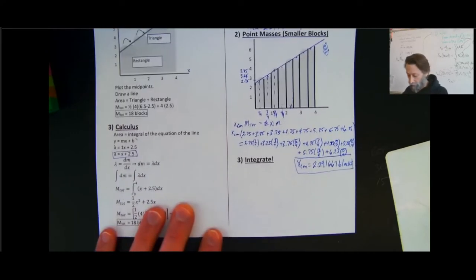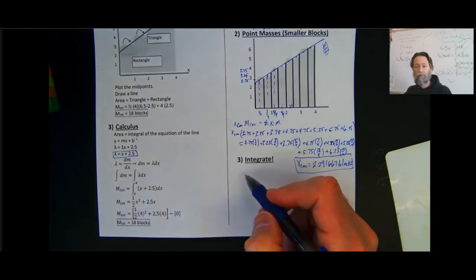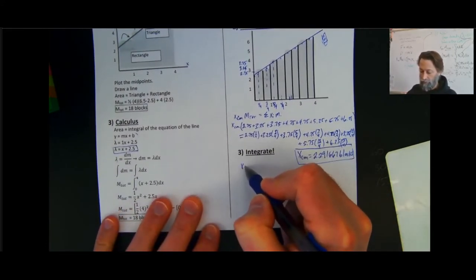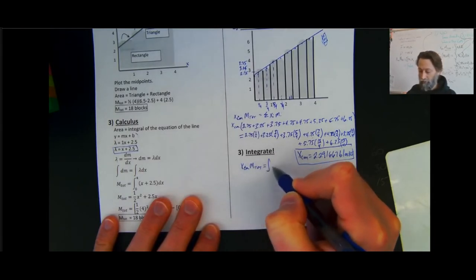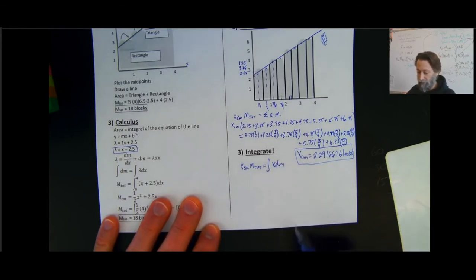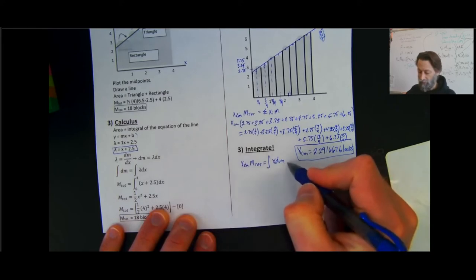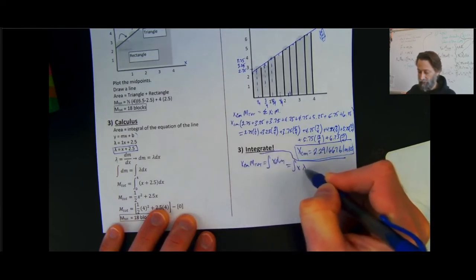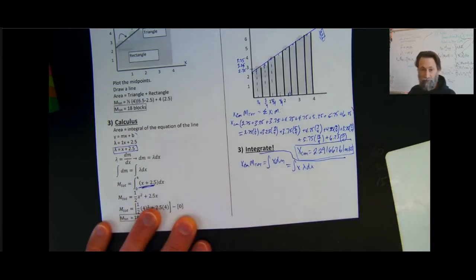Now, lastly, we can do this again by integrating. And remember, if we integrate this, we're going to be using the calculus where we say that the x center of mass times the total mass is going to equal the integral of x dm. Now, our dm value, remember from over here, we set equal to lambda dx. So this is going to equal the integral of x lambda dx. We said that our lambda is x plus 2.5.